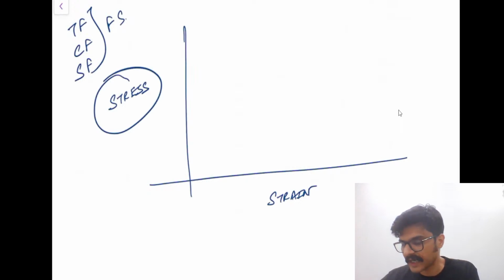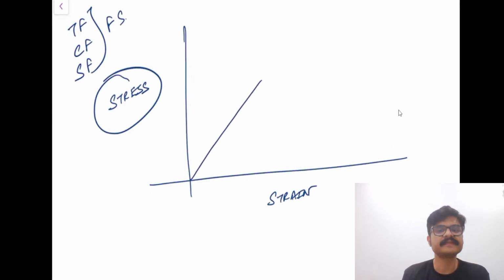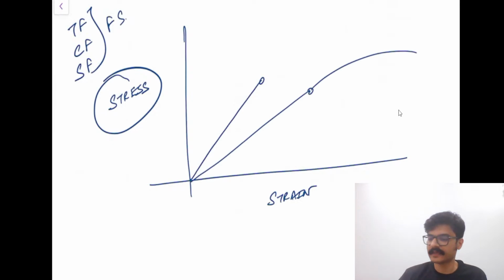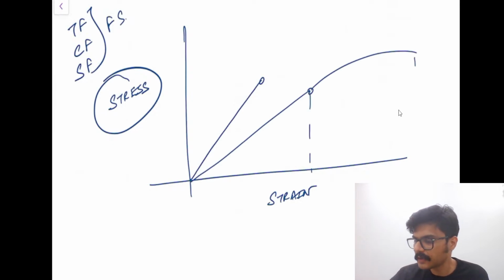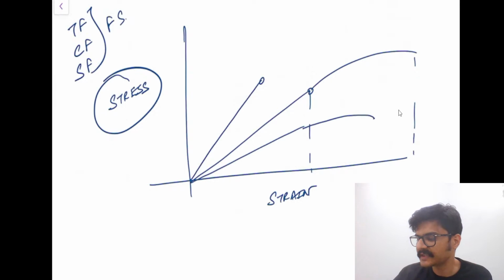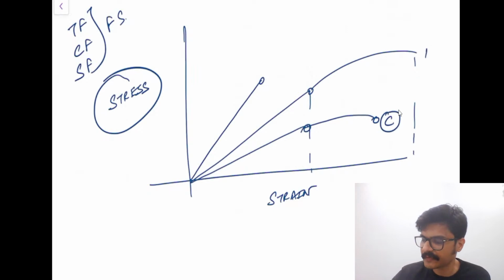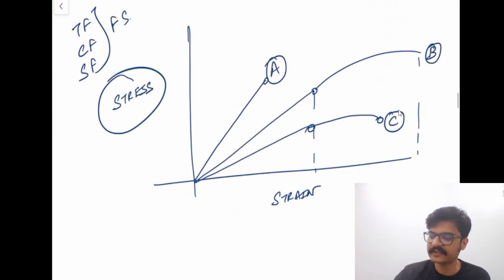The fact remains that the graph would be either this, which is a perfectly brittle material. This material is incapable of any kind of plastic deformation because there is no curve beyond the proportional limit. Then there can be a material showing a curve like this, which is definitely capable of a lot of plastic deformation. And the third graph can be somewhat like this, in which the plastic deformation is only this much. So material C is capable of less plastic deformation, so it is relatively more brittle than B. A is perfectly brittle, B is the most plastic, right?